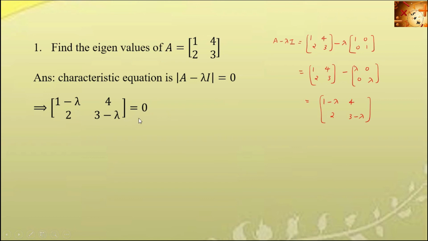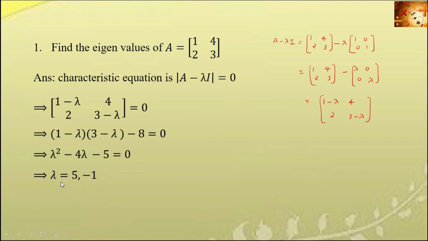Determinant of this one. Then finding the determinant will be 1 minus lambda into 3 minus lambda minus 8 equal to 0. Solving this, we got lambda square minus 4 lambda minus 5 equal to 0. Solving this quadratic equation, we have lambda equal to 5 and minus 1. So these are the eigenvalues of A.